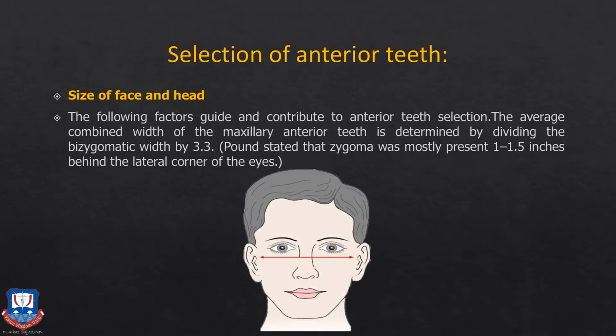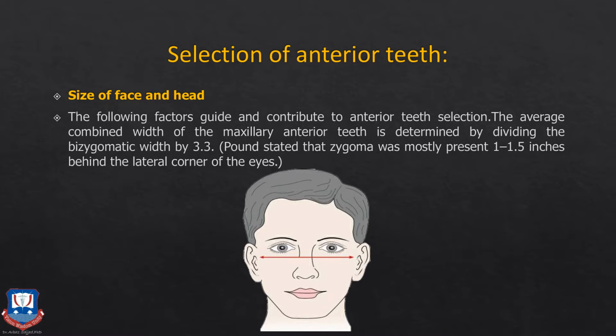Then, the first factor for the selection of the anterior teeth is the size of the face and the head. Many authors have given different guidelines, depending on the bizygomatic width, the circumference of the head, the interpupillary distance, the interalar distance, or the distance from the commissures of the mouth. We can gauge the width of the anterior teeth, or what width of anterior teeth we need for the teeth setting. So here's one.